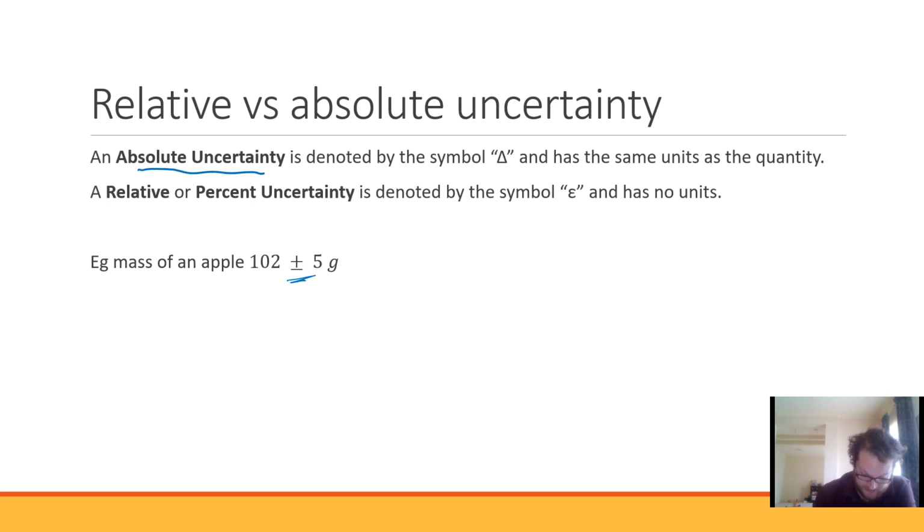A relative uncertainty is a percentage, like plus or minus 5%. So if I have something like 102, that's plus or minus 5 grams, which means the delta is plus or minus 5. How can I work out the relative error? I take my 5 grams and say, what is that out of 102, times 100, to turn it into a percentage. Doing that on my handy dandy calculator, 5 divided by 102 times 100 gives us 4.9%.